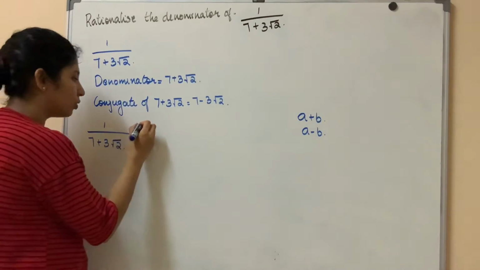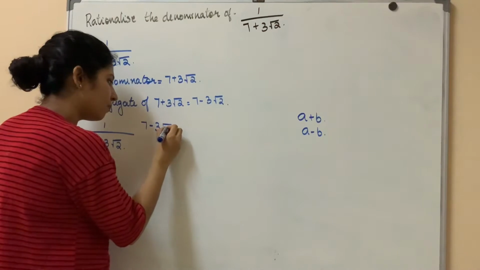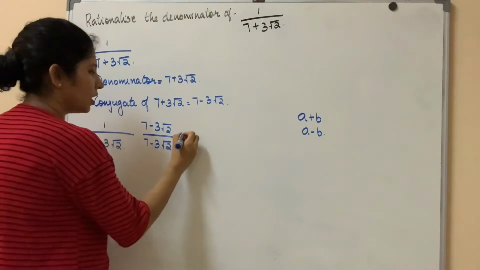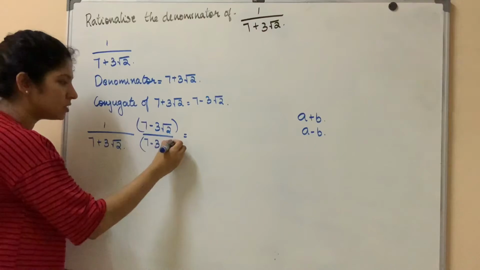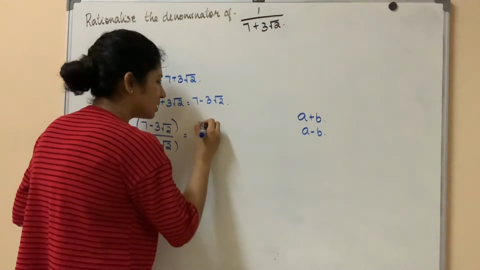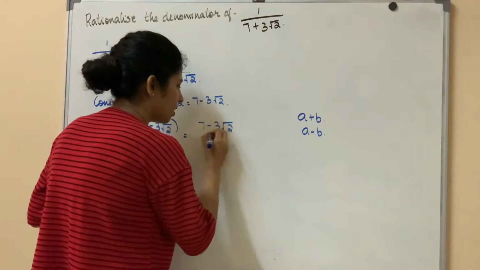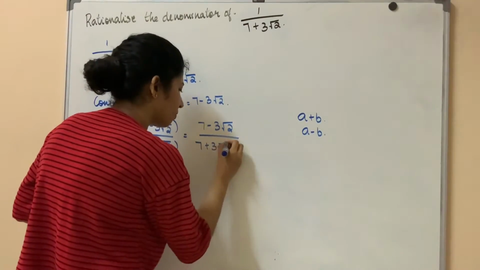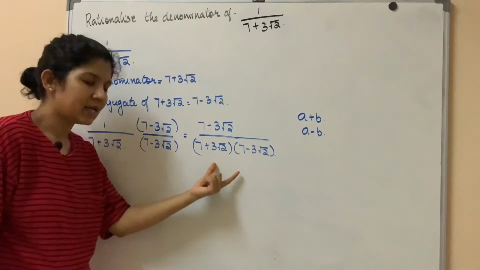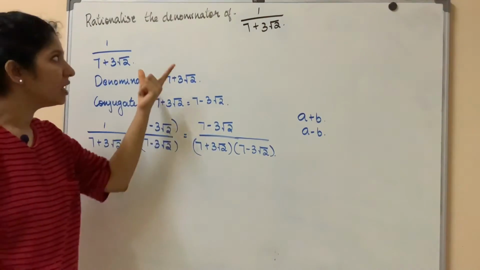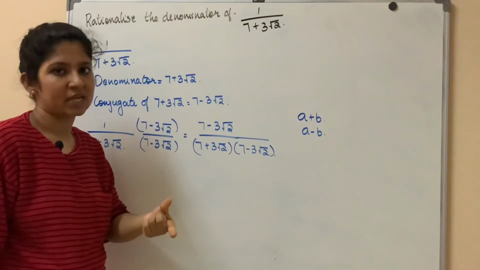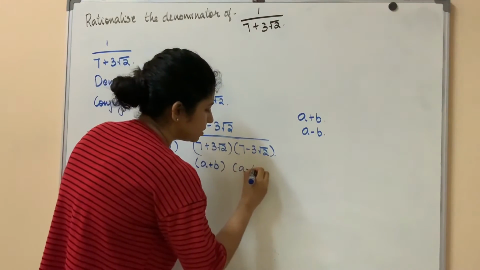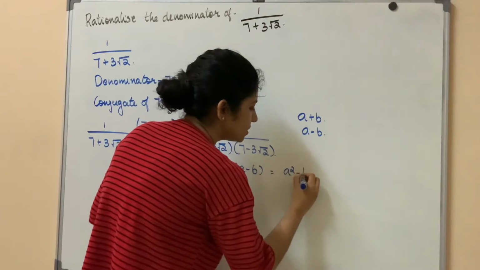1 by 7 plus 3 root 2 into 7 minus 3 root 2 by 7 minus 3 root 2 equal to. Next, solve the numerator and denominator. 1 into 7 minus 3 root 2 is 7 minus 3 root 2, by 7 plus 3 root 2 into 7 minus 3 root 2. Next, solve the denominator. In this method, the denominator will always have the formula a plus b into a minus b. That is, a plus b into a minus b is equal to a square minus b square.